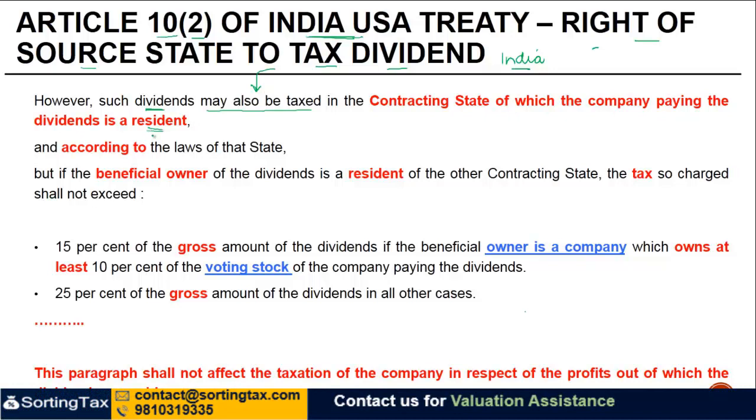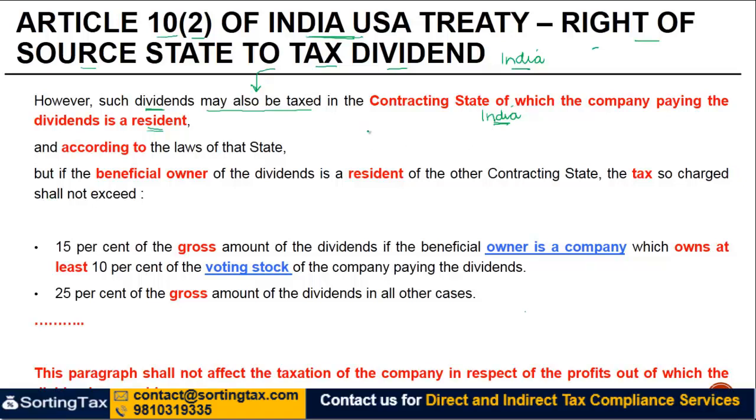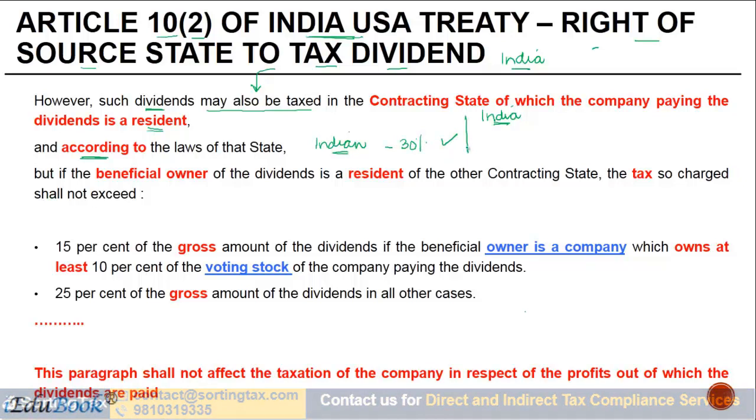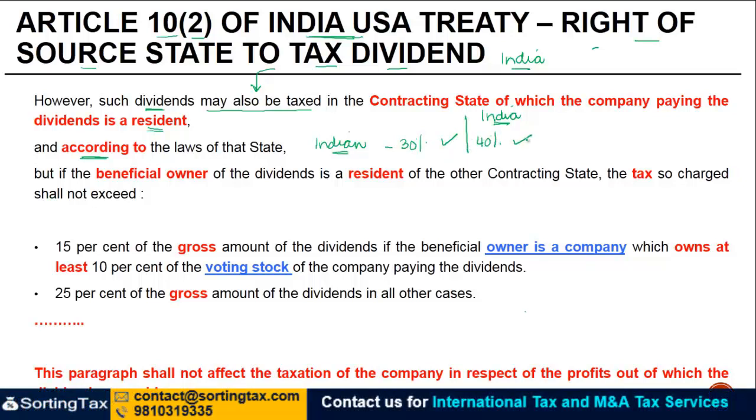However, such dividends may also be taxed, which means additionally, in the contracting state of which the company paying the dividend is a resident. So if the dividend is being declared by a company which is a resident of India, then India also has a right to tax such dividend, according to the laws of that state, which means according to the Indian laws. So if the Indian law provides for a tax rate of 30%, that is what is going to apply. If they provide for 40%, that is what is going to apply, right?